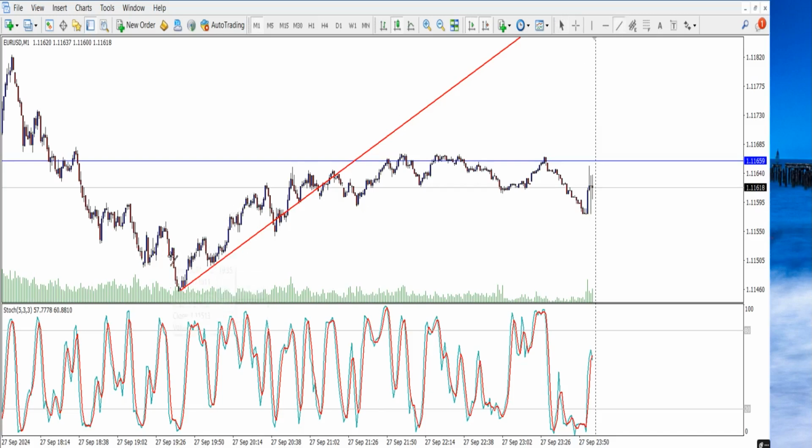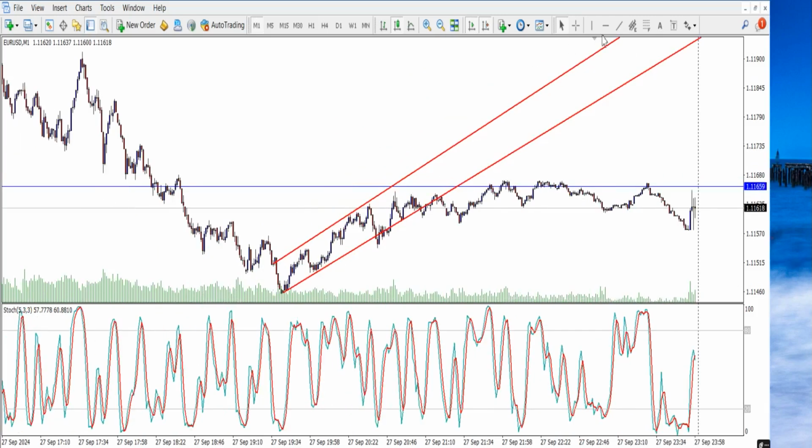Okay, let me just draw another trend line here. So we have higher highs and higher lows. So this is a bullish structure, right? Now, on the other hand, let us find a bearish structure. We can see a bearish structure here because we have lower highs and lower lows, right? These are lower lows. Okay, so this is a bearish structure and this is a bullish structure.